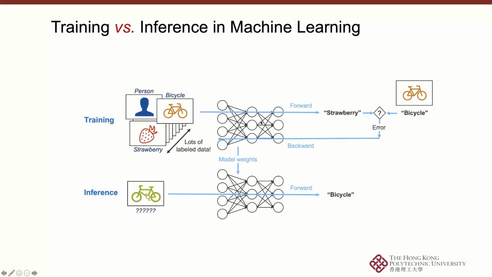And eventually the model can be used in the second phase, inference, or usage of the model. Given data without any solutions, without labels, we can use the established model to find the answer.